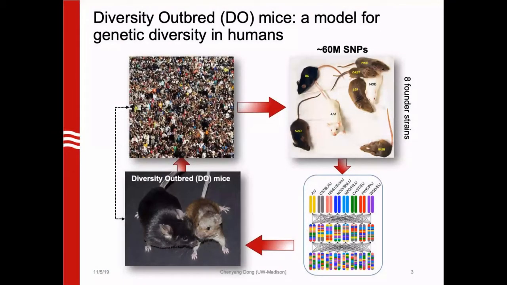So what is DO mice? DO mice is short for diversity outbred mice. It starts from the 8 founder mice and contains about 60 million SNPs. And then they outcross and we obtain DO mice, which resemble the genetic diversity in humans.